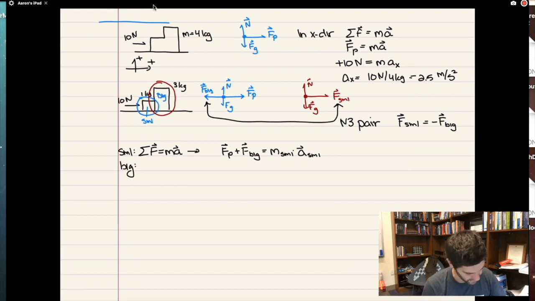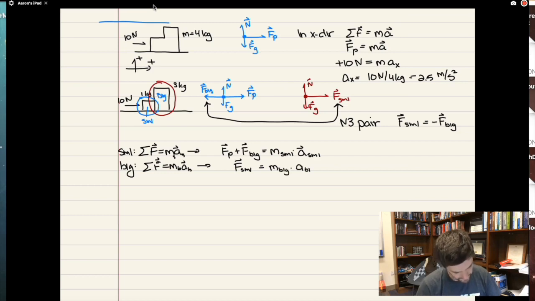Then for the big block, the sum of the forces on that block equals the mass of the big block times the acceleration of the big block. That implies F small equals m big times a big. There's only one force acting in the horizontal direction on the big block.